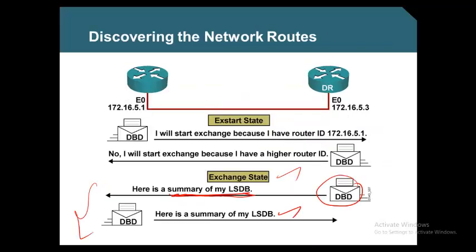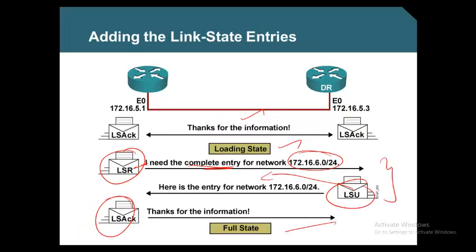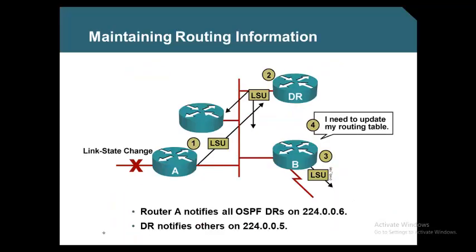Now, whenever we have more than two routers forming neighbors, there is going to be a DR-BDR election. The router with the higher priority becomes the designated router. The second highest becomes the backup designated router.